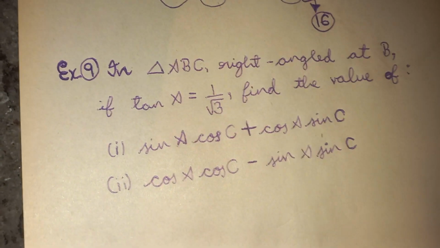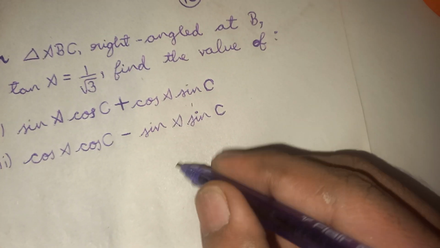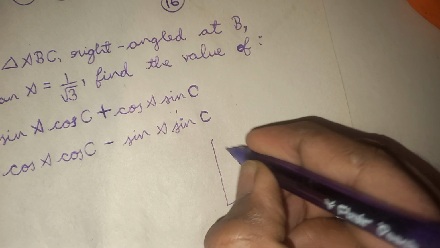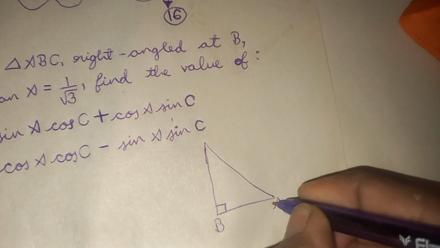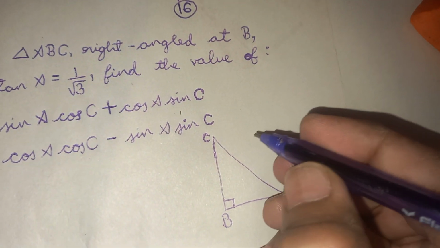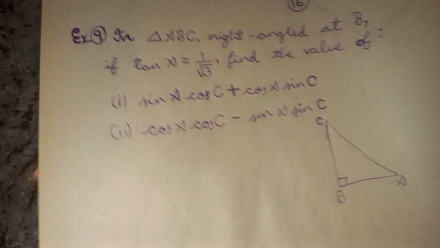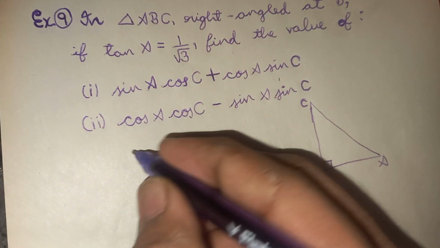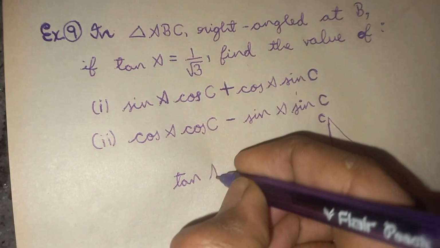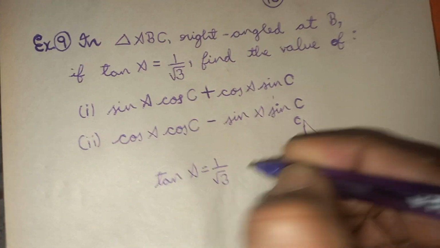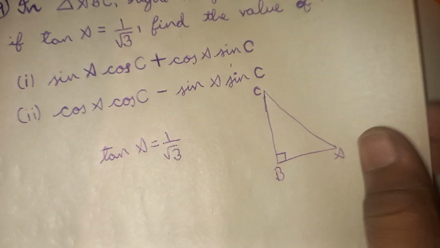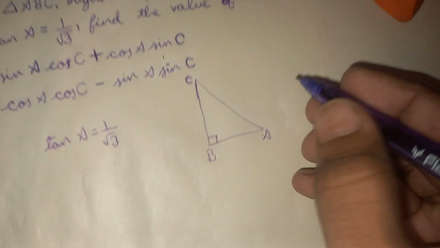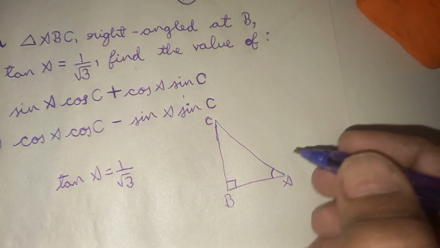First you must take the triangle. They have given triangle ABC. In this triangle ABC, you're going to get it like this, right angle at B. Now they have given tan A equals 1 by root 3. It's not enough. You need to take two triangles, to find different values according to angle A, and another triangle according to angle C. First, let's take the angle A.